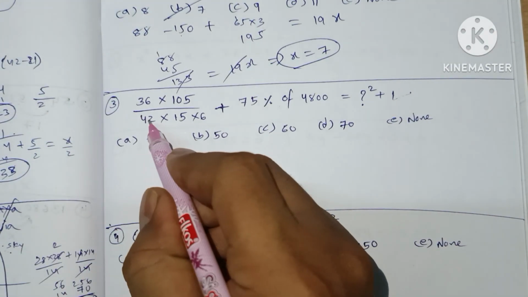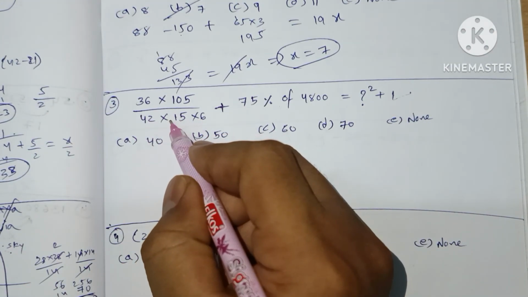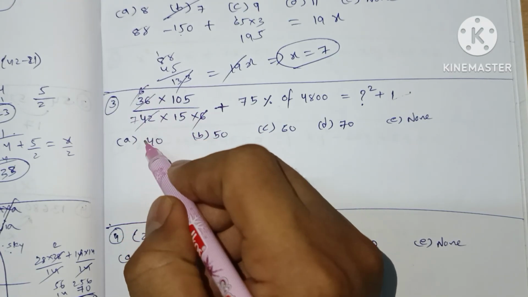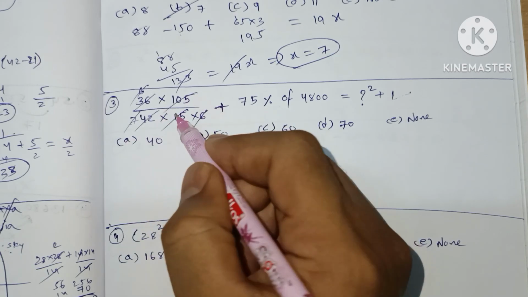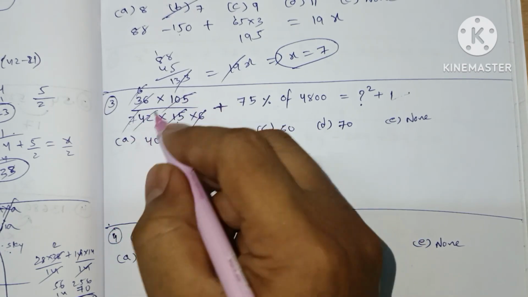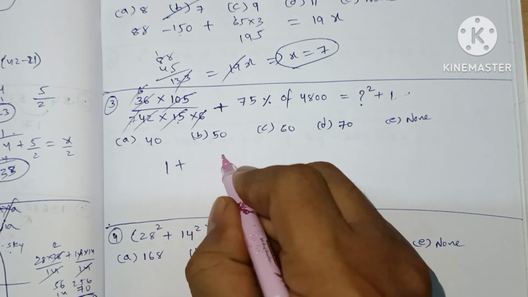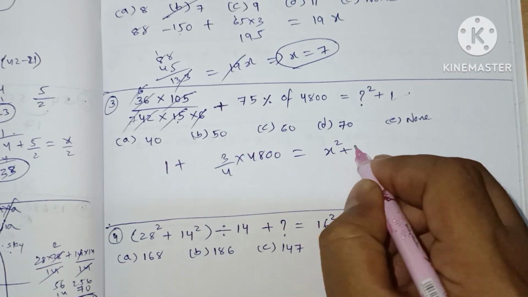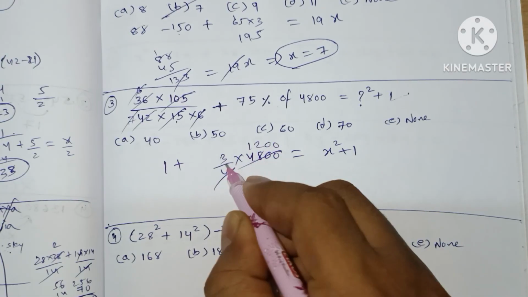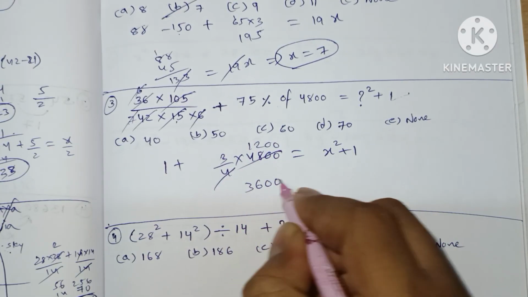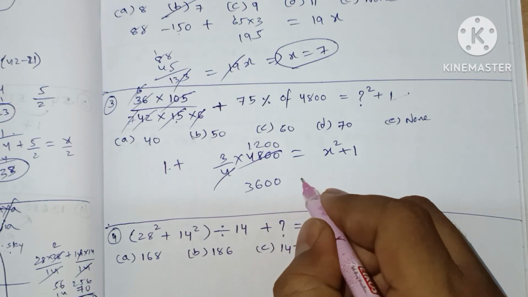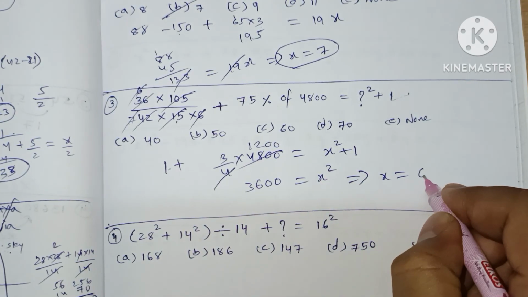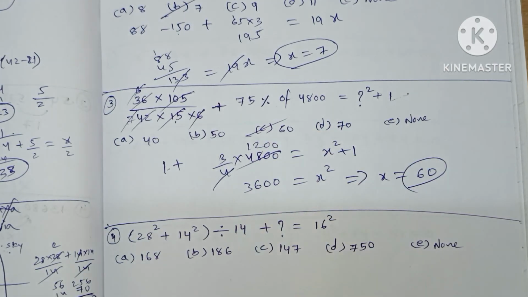Next, here, 6 sixes are 36, 6 sevens are 42, 7 fifteens will be 105. So this total value will be 1 plus this is 3/4 of 4800 equals x square plus 1200. This will be 3600, and this one and this one cancel. We are left with 3600 equals x square. So x value will be 60. So the answer will be option C, 60.